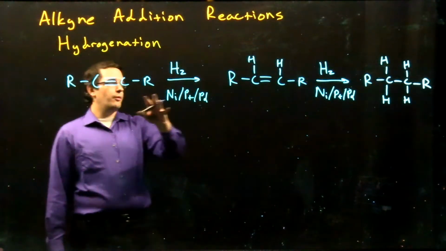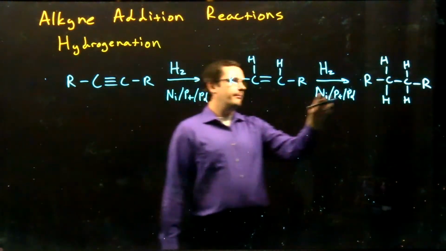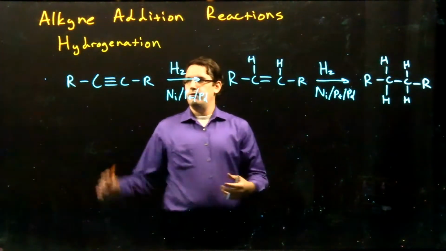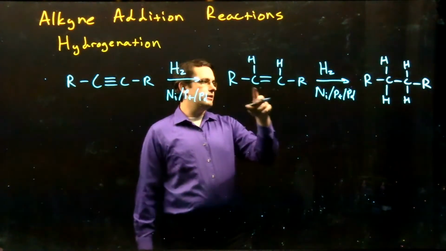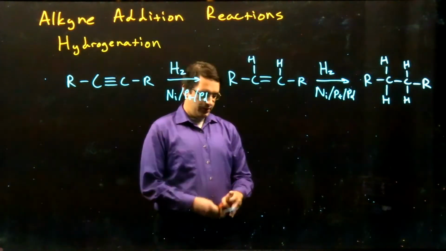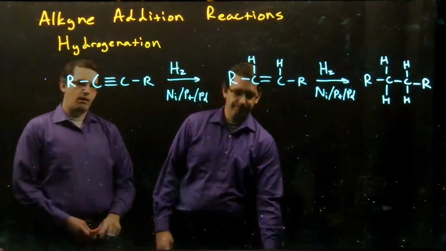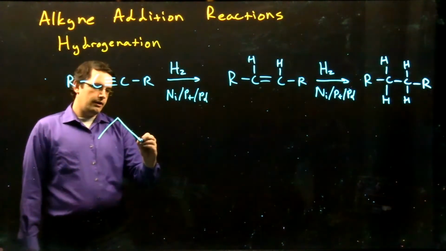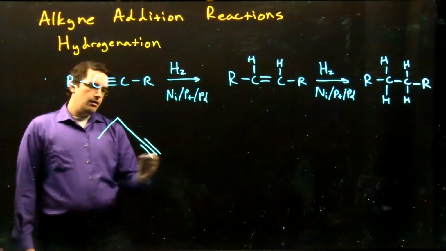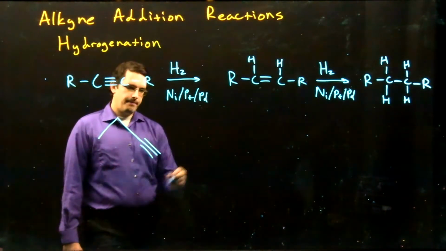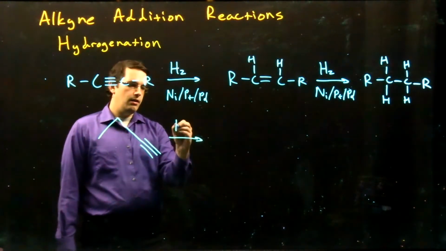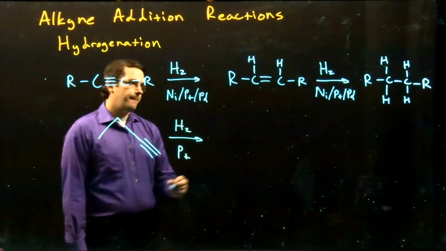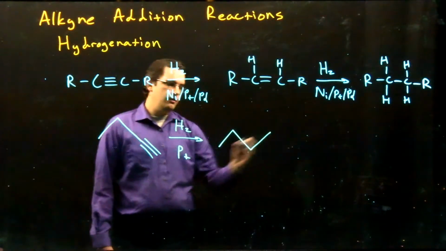So again, we add on our two hydrogens, but we go one step further and add on hydrogens to our second bond. Right, so we're adding it to our first pi bond and to our second pi bond to produce our final alkane. So we can start with some initial alkyne, like our butyne here. And if we react it with hydrogen and platinum, we would produce butane.